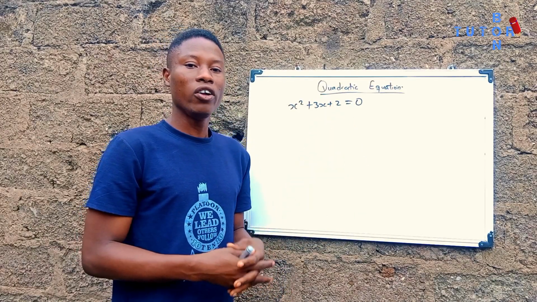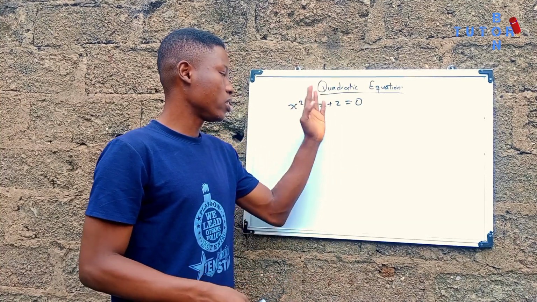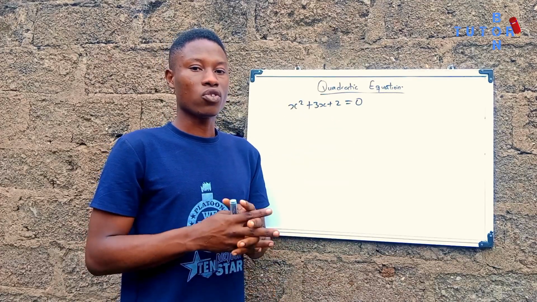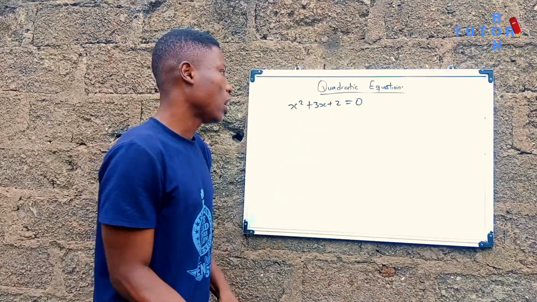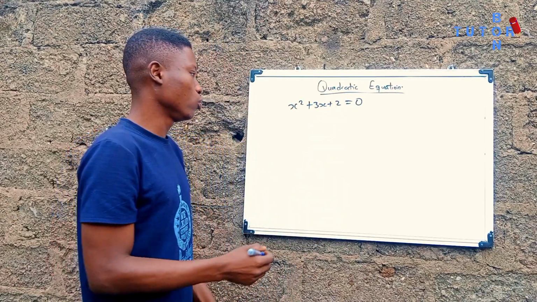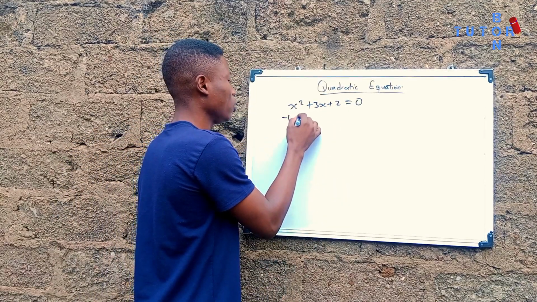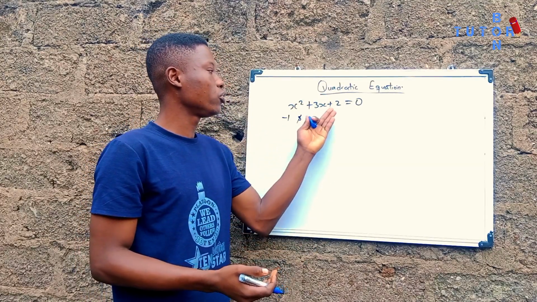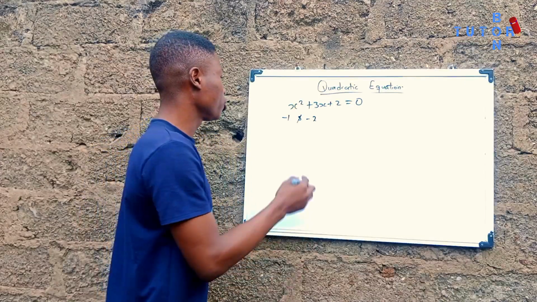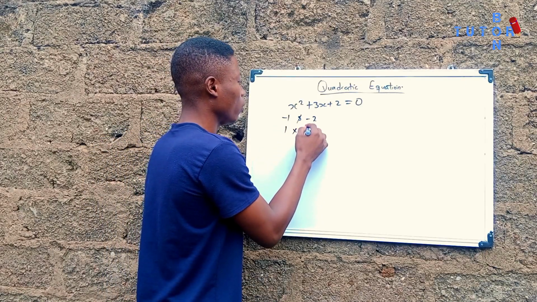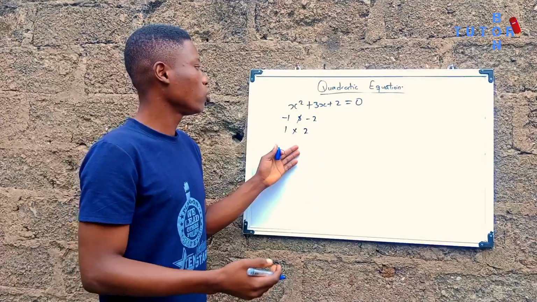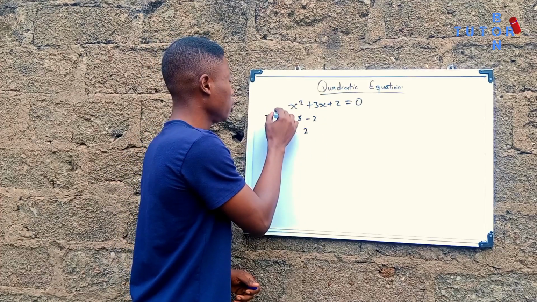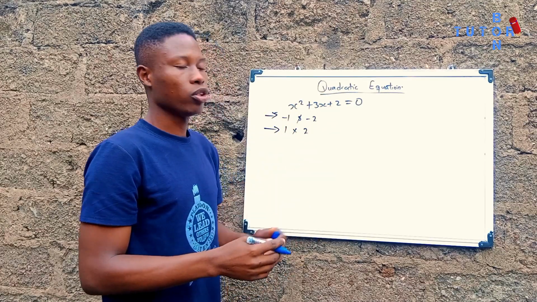That is, you need all the factors of positive 2. Take note, not just 2 but plus 2. You have to take into consideration the sign also. If you're talking about the factors of 2, you have minus 1 and minus 2. Minus 1 times minus 2 gives you plus 2. And you also have 1 times 2, which also gives you plus 2. These are the two factors that can give you plus 2.